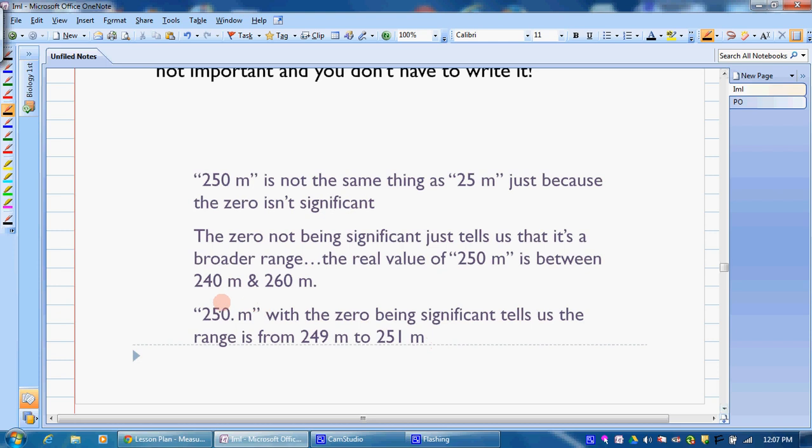Now, if we put a zero behind it, that means we measured or estimated this last digit. So we know that it's right on 250. It's somewhere between 249 and 251. So there's a big difference between this 250 and this 250. Here, this is a placeholder. Here, we've estimated that digit, so we know it's much closer than this range here.